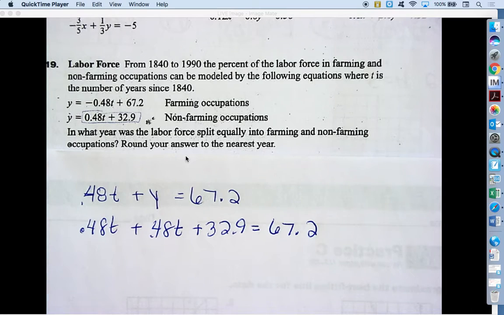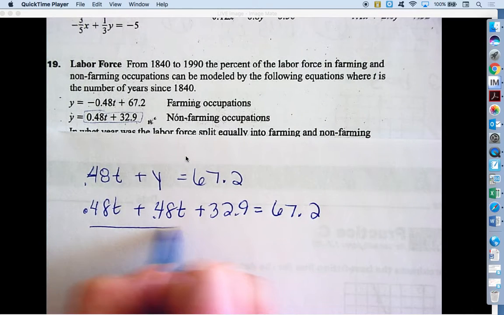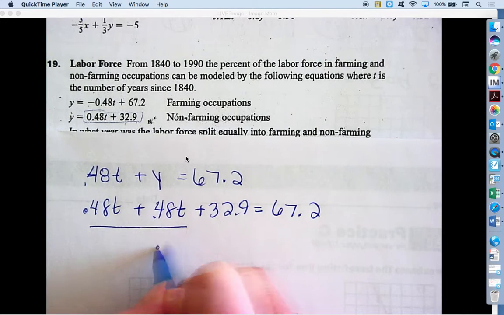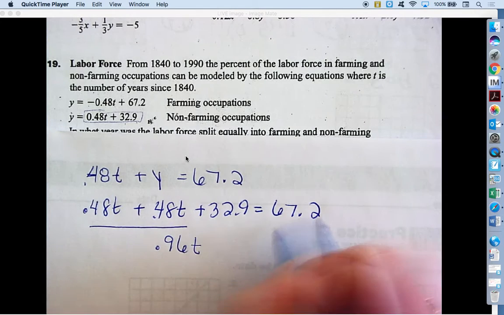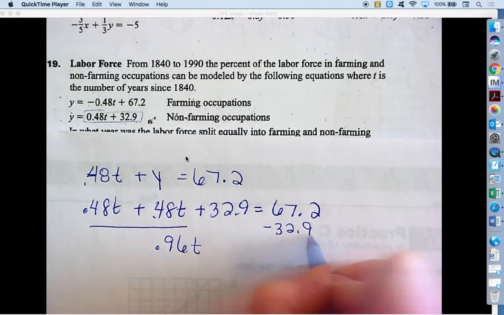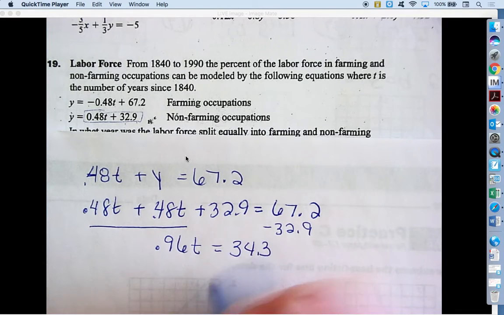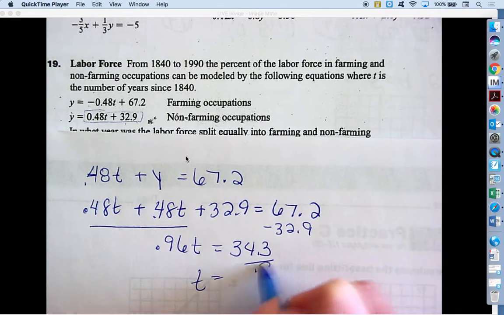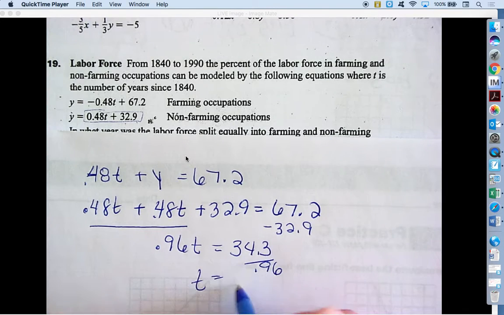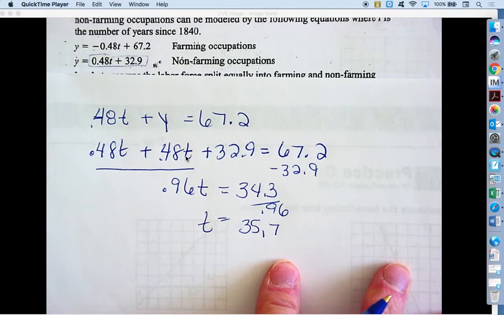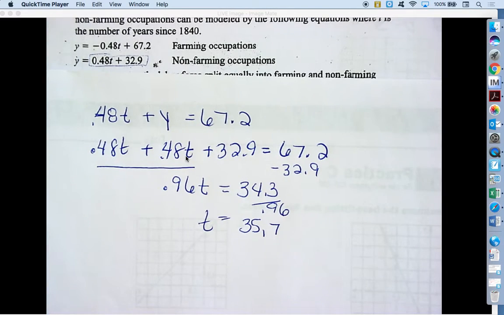And then if you combine your values together, Chelsea, we get 0.96t. And if you subtract 32.9, you end up having 34.3. Good. And then if you divide by 0.96, it's going to be 35.7. Because of the decimals, it's just a little less than dividing by 1.